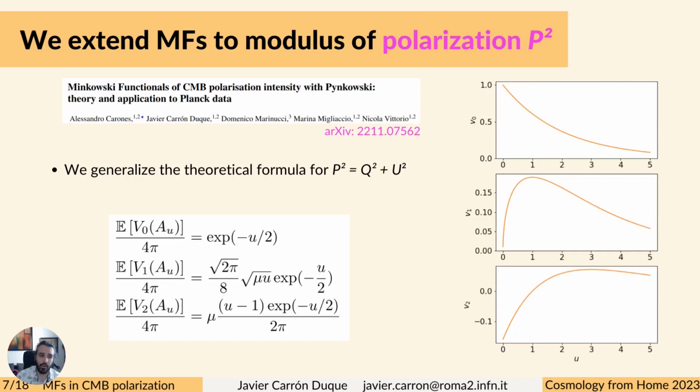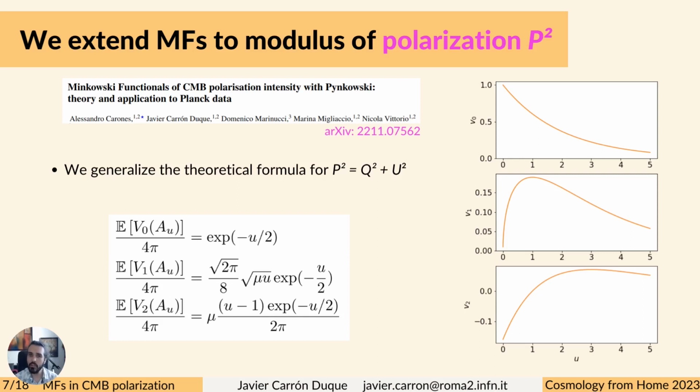Now let me talk about how we use Minkowski functionals and how we extend this formalism to polarization. When I introduced Minkowski functionals, I was talking about the excursion set, where your field is larger than 2 sigma. This only makes sense if your field is a real field. But polarization is a complex field, a spin-2 field with a rich structure. So we cannot directly apply Minkowski functionals.